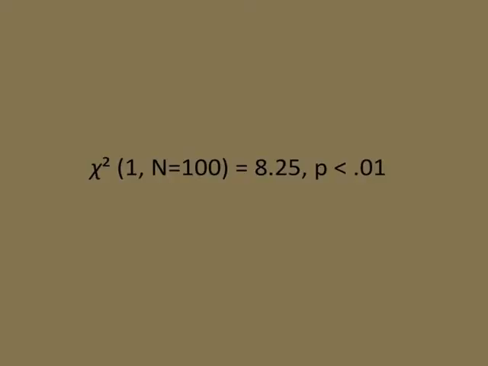We would say that there is statistical evidence that locus of control is dependent on gender. In other words, there is association between locus of control and gender. Now we can denote it by saying chi-square open brackets 1, which is the df, comma capital N equal to 100, close the bracket, equals the chi-square value 8.25, comma p less than 0.01.